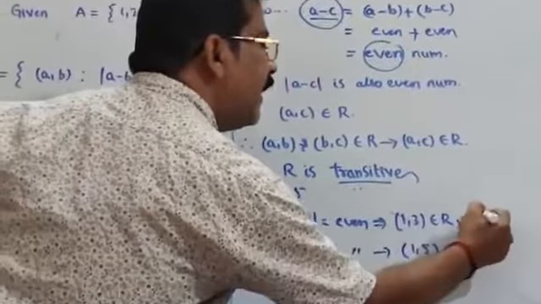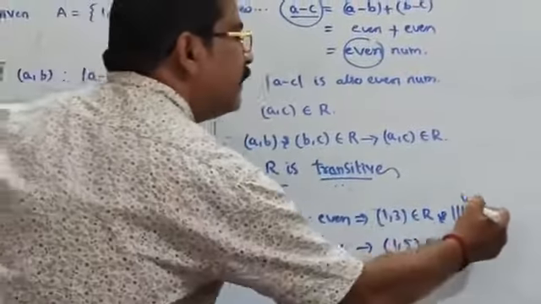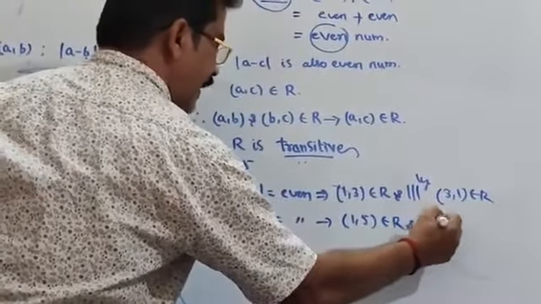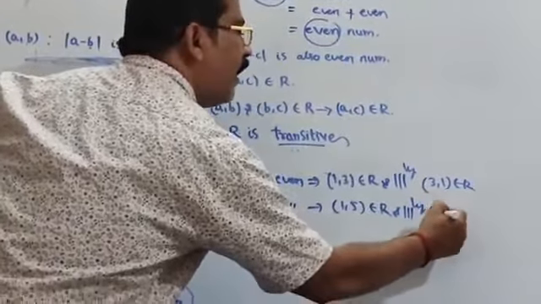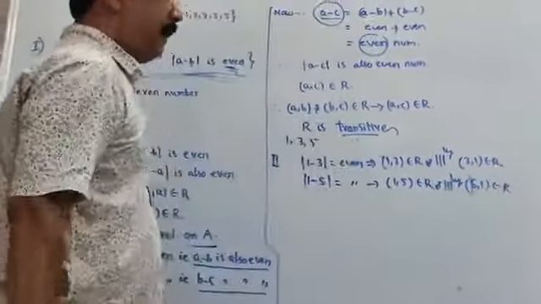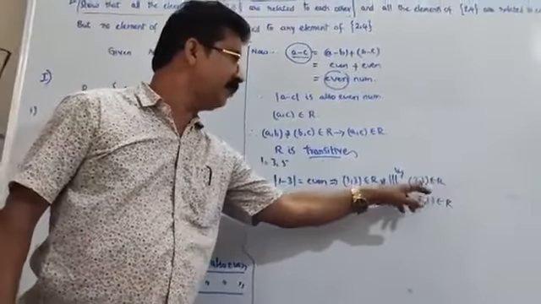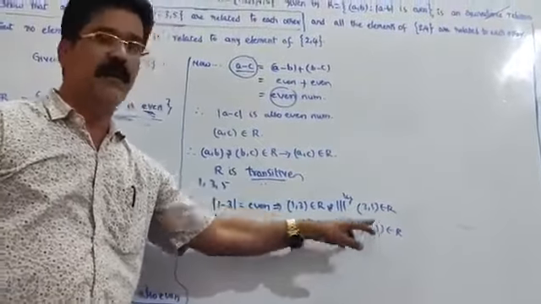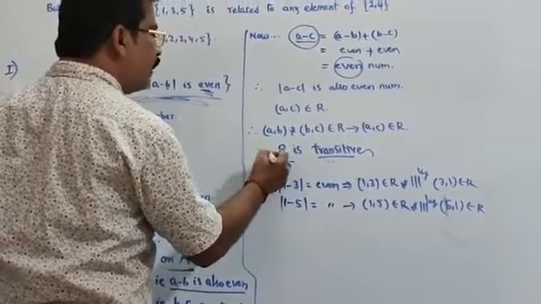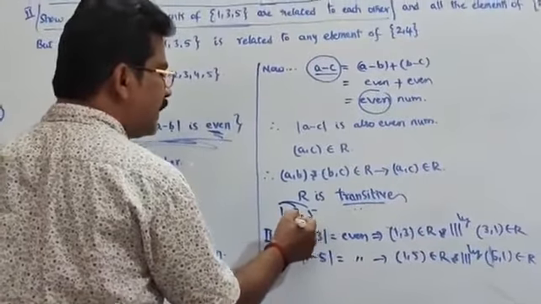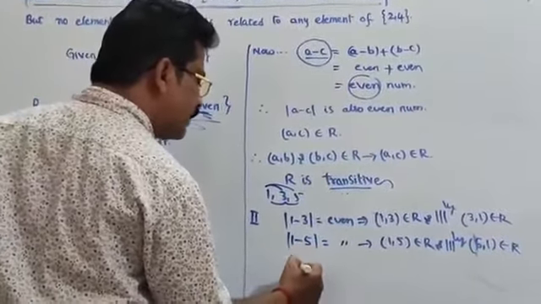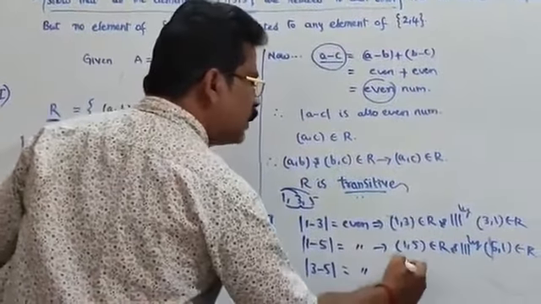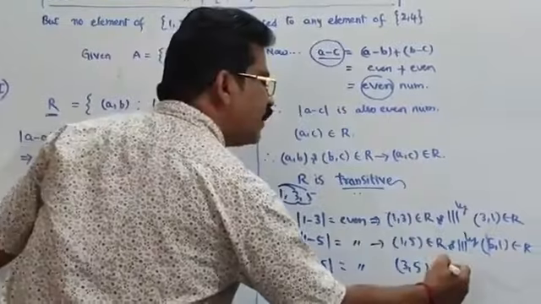Similarly, (3, 1) also belongs to capital R, and (5, 1) also belongs to capital R. (3, 1) belongs to R means the modulus of 3 minus 1 is an even number, and the modulus of 5 minus 1 is also even. Next, (3, 5): the modulus of 3 minus 5 is modulus of minus 2, which is 2. It is also even. So (3, 5) also belongs to capital R.